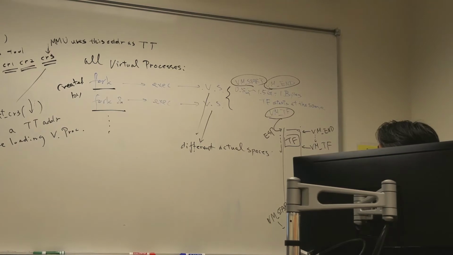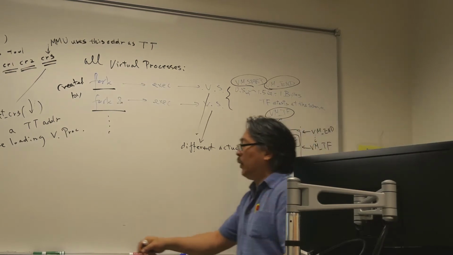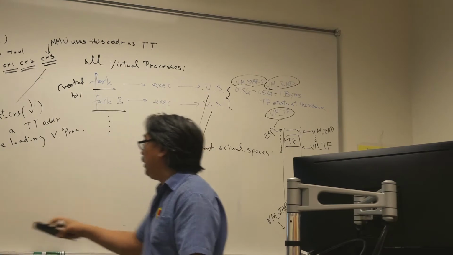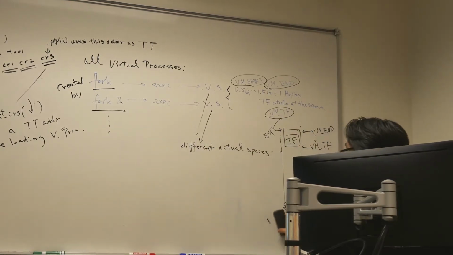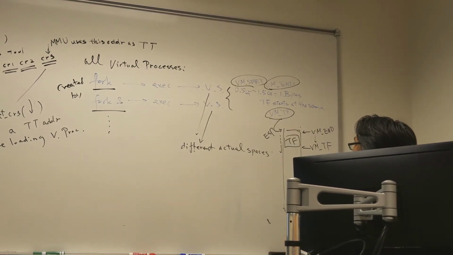VM start is the instruction. We copy the instructions here. We create the trap frame here. And then after popping the trap frame, it's when the process runtime stack begins. Okay, so we have it set out like this.